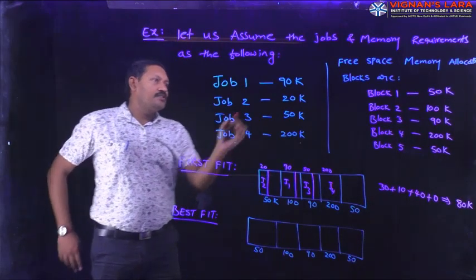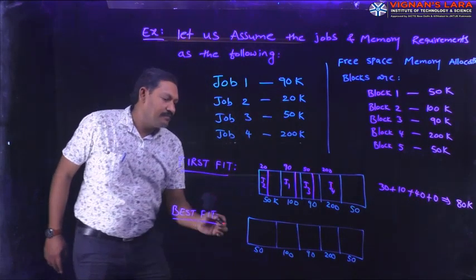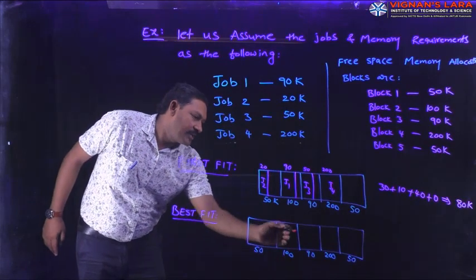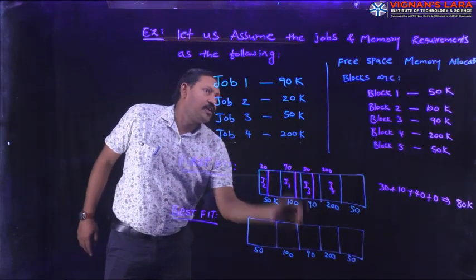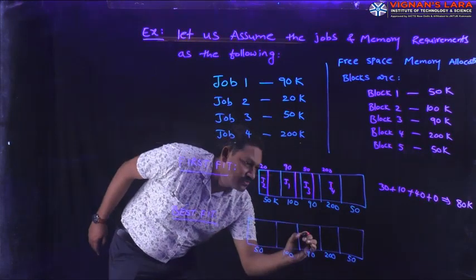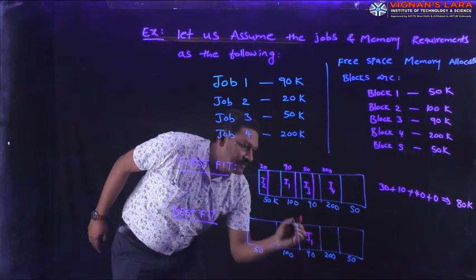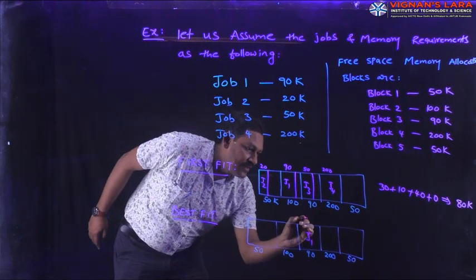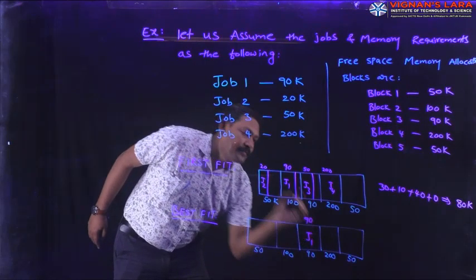So if you see, job 1 requires 90k. We will see 50k, 100k, 90k. Yes, this is closer to this, so we will write this. So job 1 is fitted here. So here we have allocated 90k.